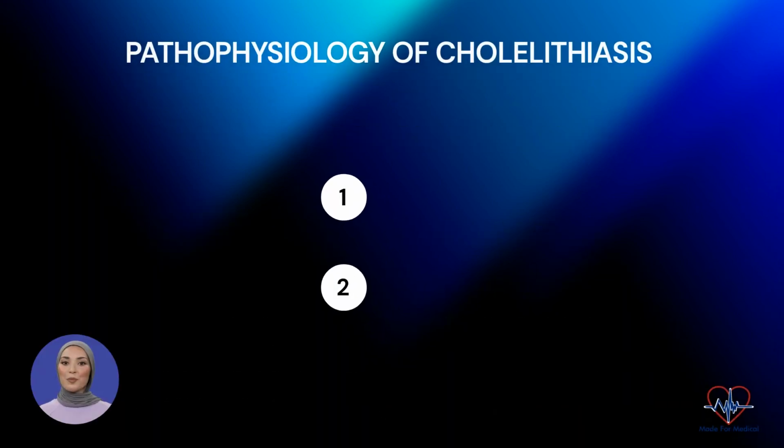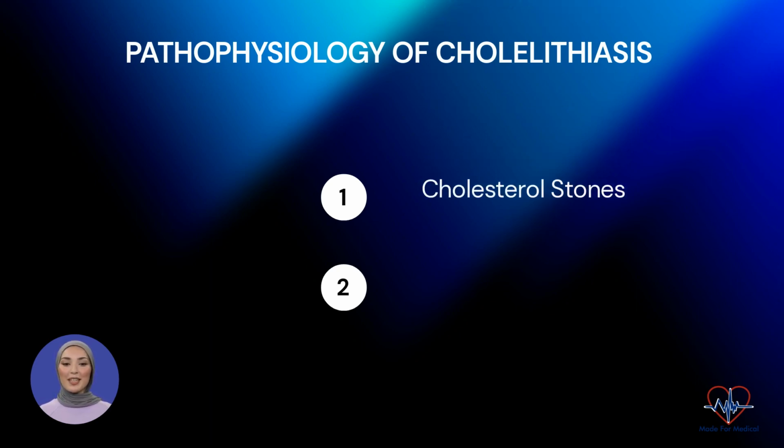So cholelithiasis, or the formation of gallstones, occurs as a result of an imbalance in the composition of bile within the gallbladder. Bile is a digestive fluid produced by the liver that helps in the digestion and absorption of fats. The pathophysiology of cholelithiasis involves the precipitation and accumulation of substances within the gallbladder, leading to the formation of gallstones. There are two main types of gallstones: cholesterol stones and pigment stones.